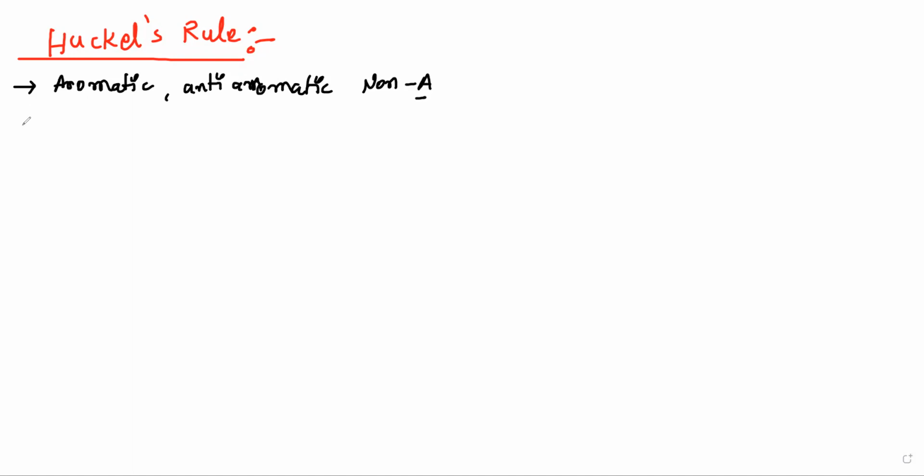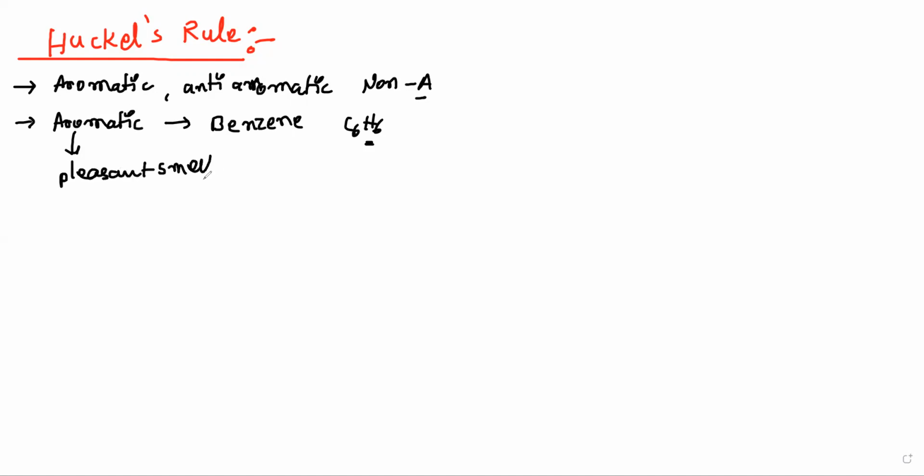But if we know the benzene molecule, generally we know that an aromatic compound means benzene is the major initial aromatic compound. The general formula of benzene is C6H6. Here, aroma means what? It is a pleasant smell. Benzene has a pleasant smell.